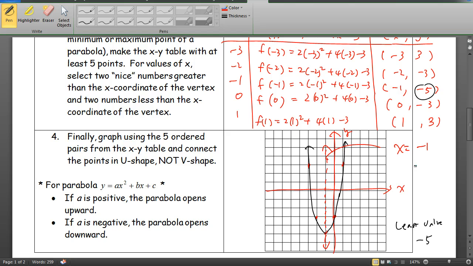By the way, it says don't connect these dots and make a V shape. That'd be wrong. It's a U shape, right? And then it's just sort of a nice curve. Okay, are we okay with these? How many got the graph right? Any question? No. Okay, let's move on to the next example.